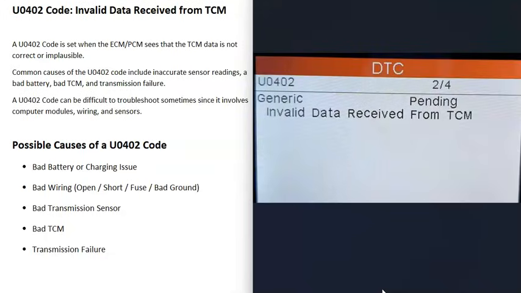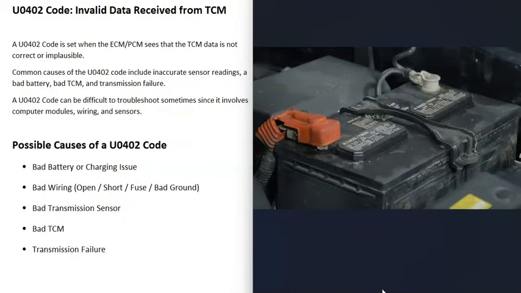And so what are some possible causes of a U0402 code? Well, the first thing that could cause this is a bad battery. If the battery's dead, if it's not charged up correctly, then that's going to cause problems. All these computer control modules need a good, stable power supply in order to work properly. And if they don't have it, then that's going to cause issues. And this is going to include charging problems like the alternator not working correctly.